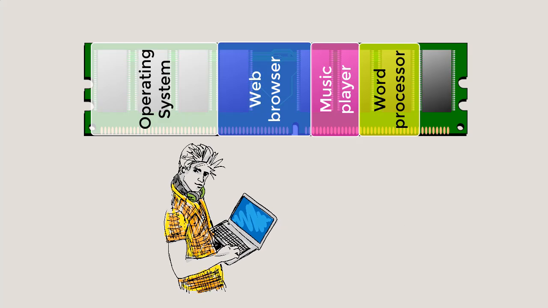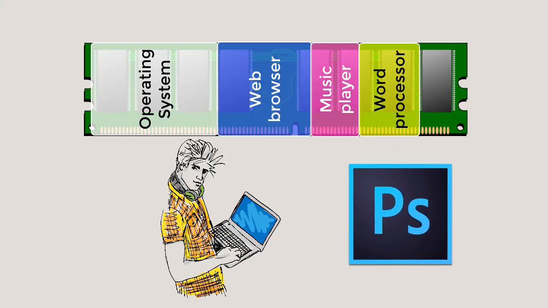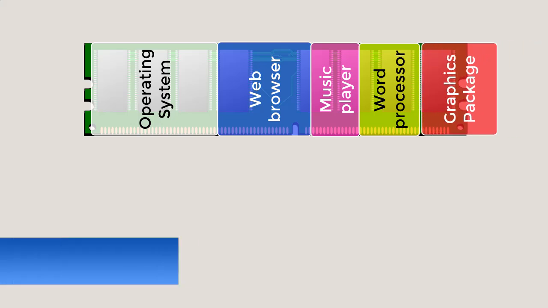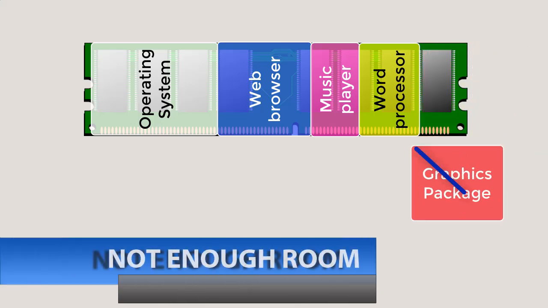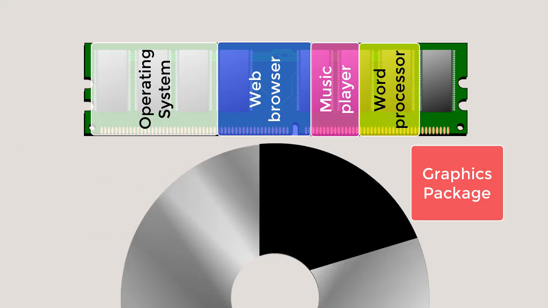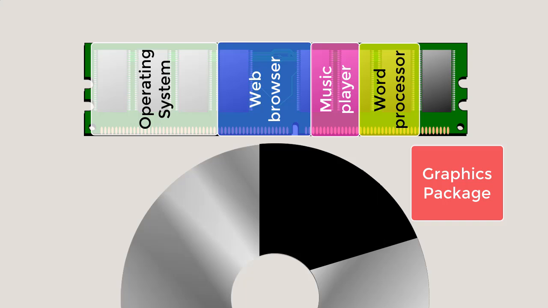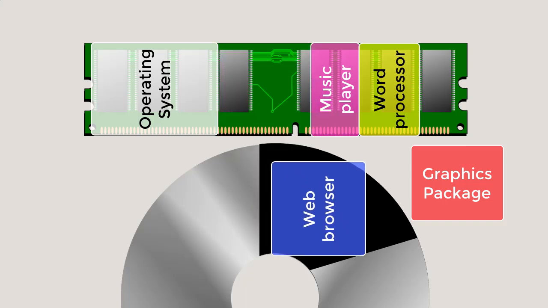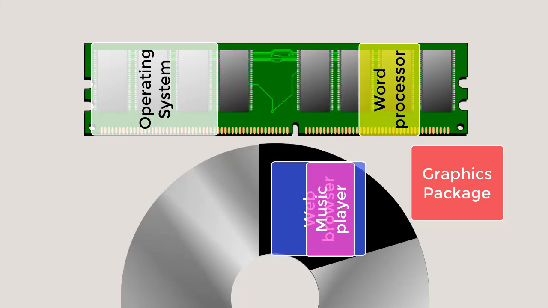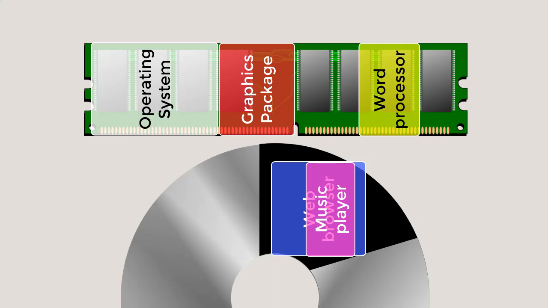But after a while, you need to edit an image and you double-click the icon for your graphics package. However, by now there isn't enough room for it to fit into RAM. So the operating system allocates space on the hard disk to act as virtual memory. It looks at the software that you have open in RAM and moves anything that the CPU isn't currently using into the virtual memory. This continues until there's enough space to open your graphics package in RAM.